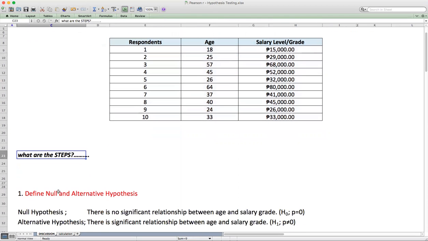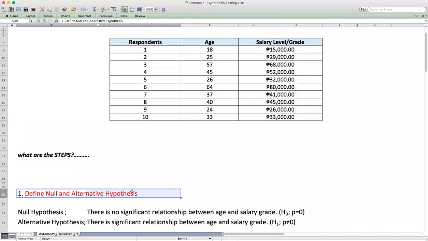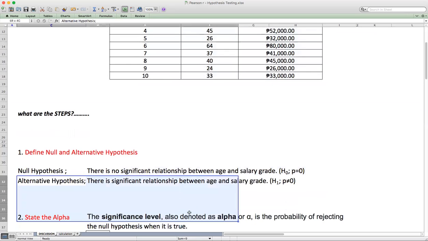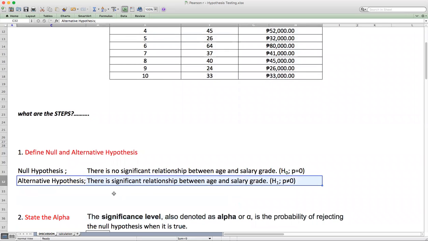For number one, we need to define the null and the alternative hypothesis. The null hypothesis states there is no significant relationship between age and salary grade, signified by H sub 0, where P is equal to 0. And we have the alternative hypothesis, which states there is significant relationship between age and salary grade, signified by H sub 1, wherein P is not equal to 0.